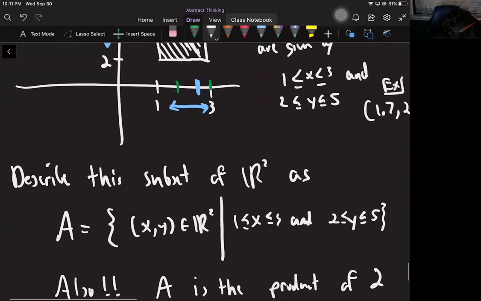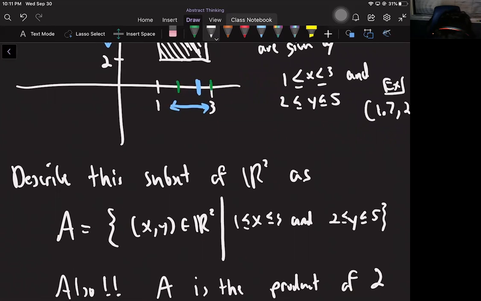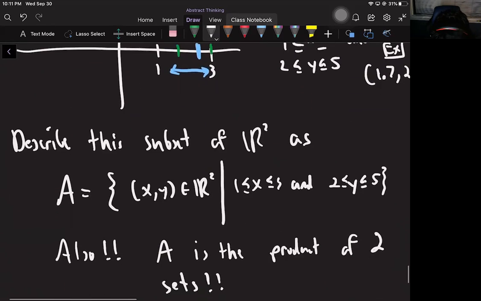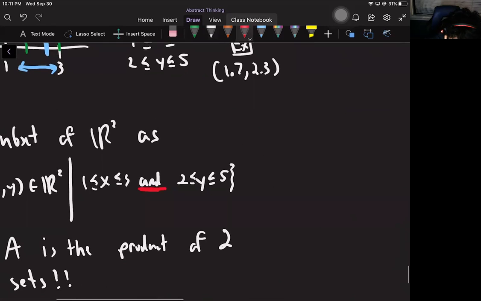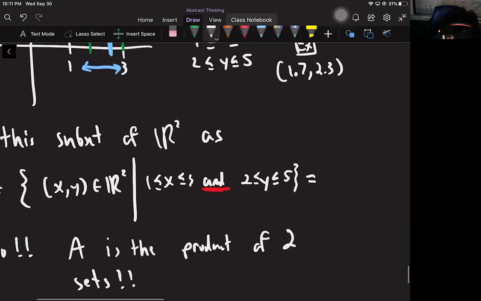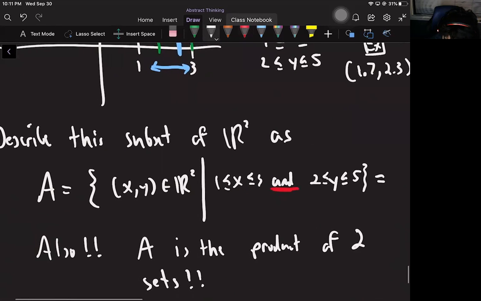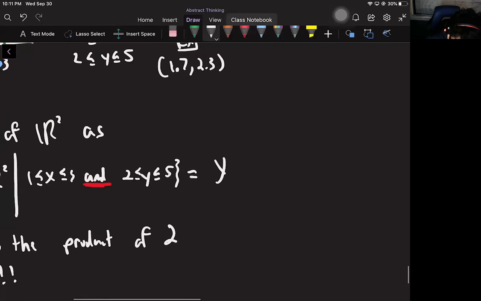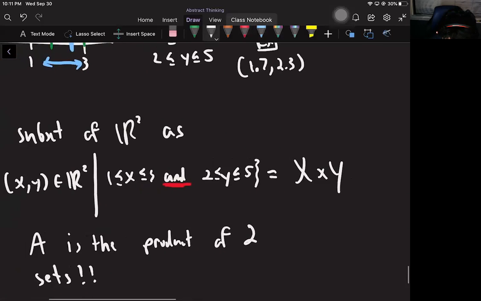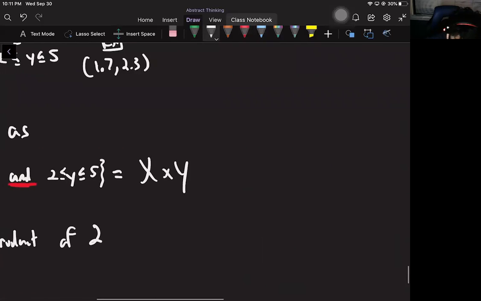So the way we can think about it is this keyword "and" was in the definition of product. So I already used the letter A for a set, so I can't use A cross B. So I'll just use X cross Y. So what I claim is that this is the product of some sets. Maybe we don't know what they are yet, but let's just write down the product definition.